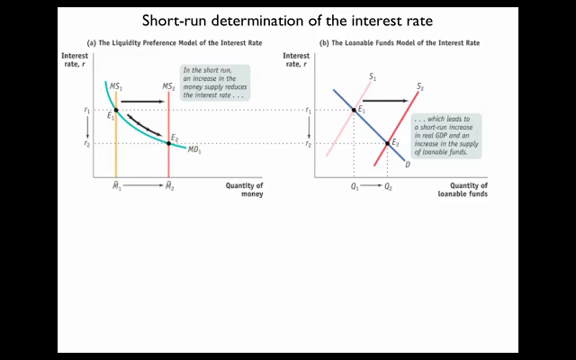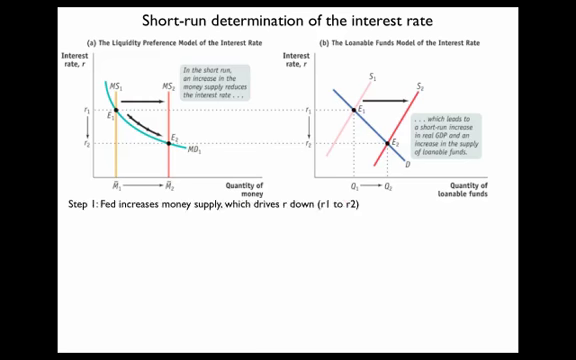It's going to reduce the interest rate as we move from MS1 to MS2 because we're moving down that money demand curve. Well, what's that going to do? It's going to lead to a short run increase in real GDP, if you look over on the right. And what happens then? An increase in the supply of loanable funds. Let's take it in a little more detail.